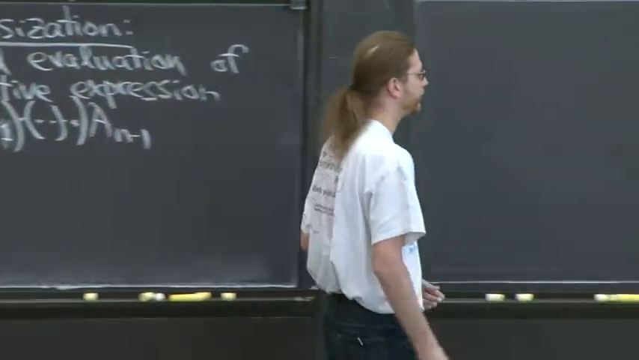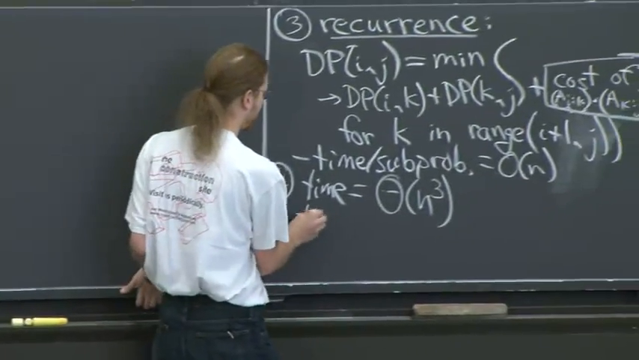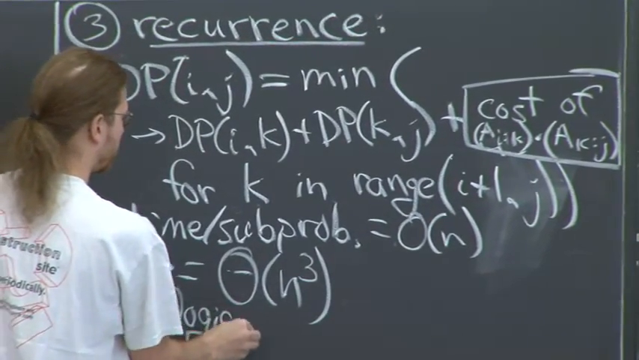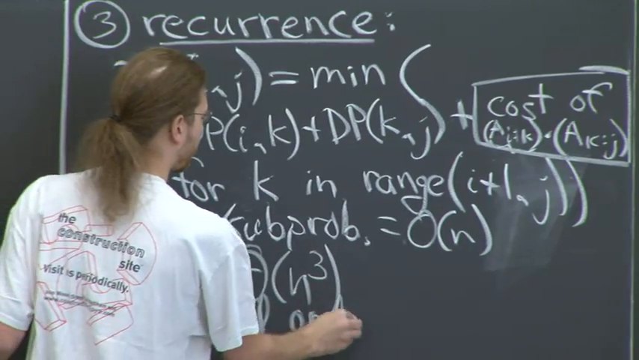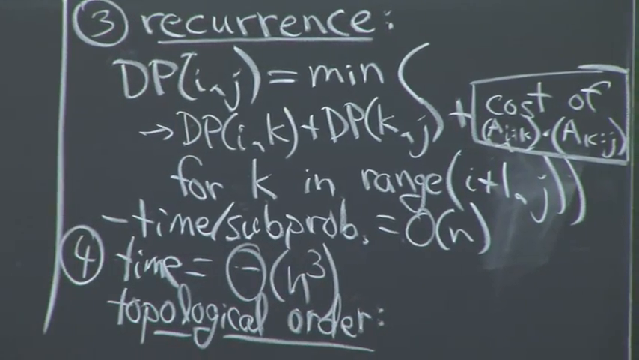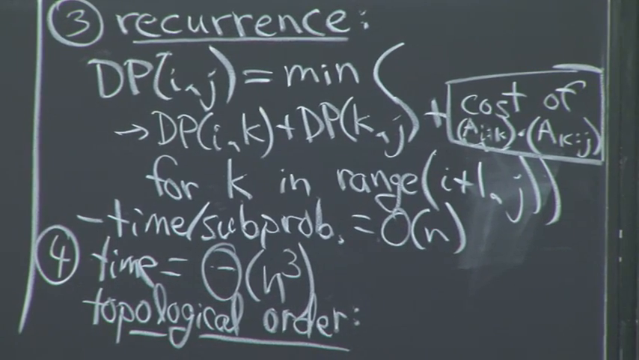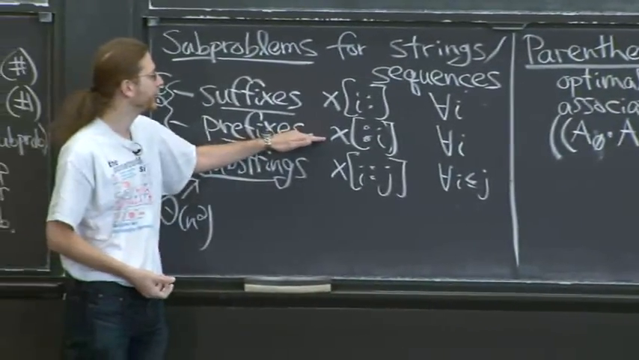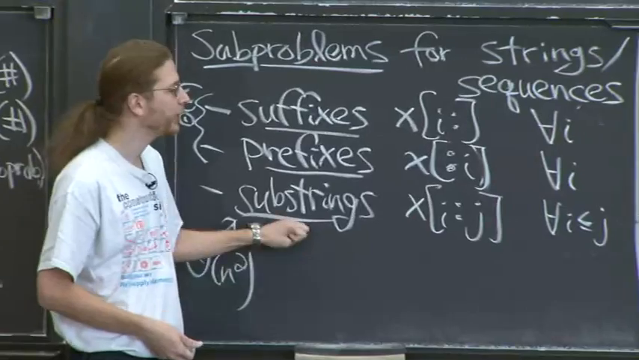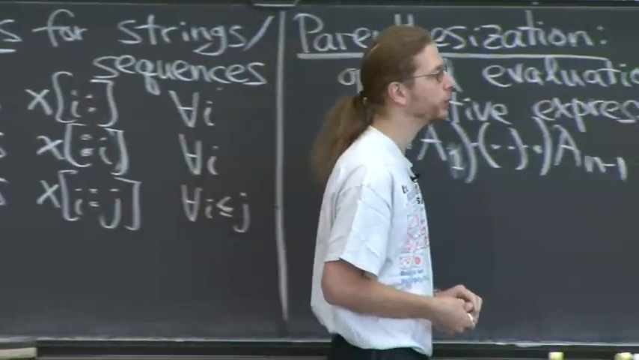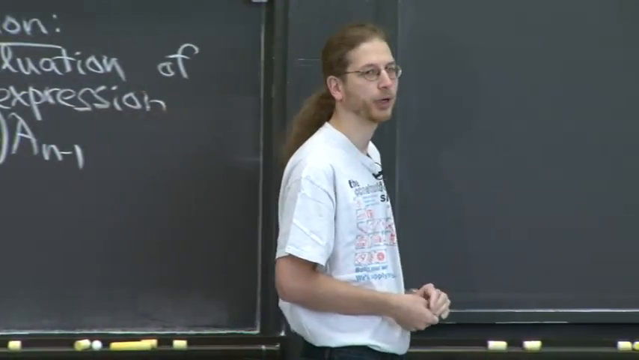Topological order here is a little more interesting, if you want to think about that. I can tell you for suffixes, topological order is almost always right to left. And for prefixes, it's almost always left to right. For increasing i, decreasing i. For substrings, what do you think it is?